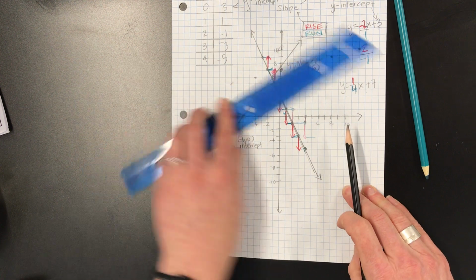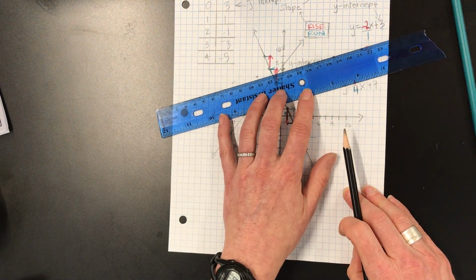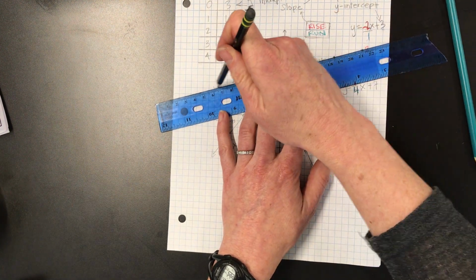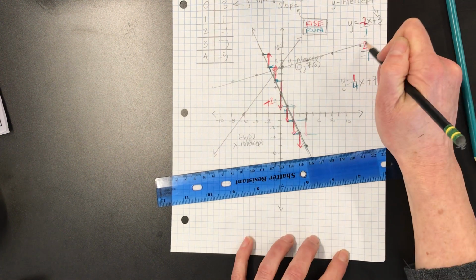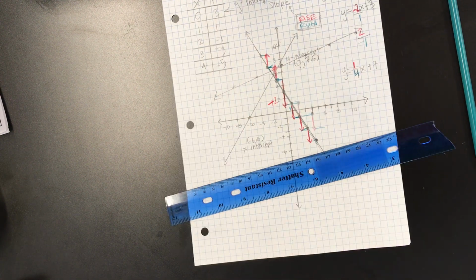And then the last part would be to connect all of those points with a straight edge and an arrow on either side indicating that it goes on forever.